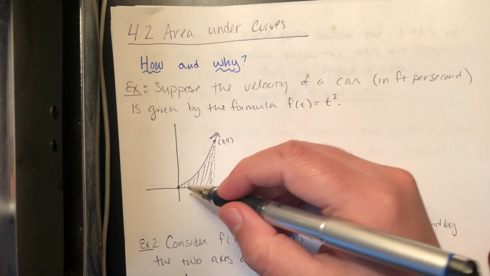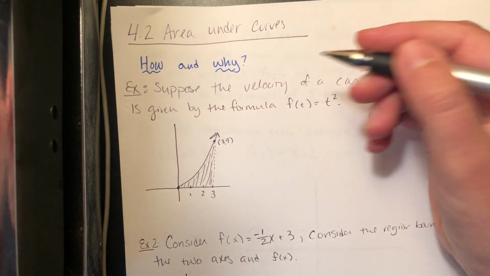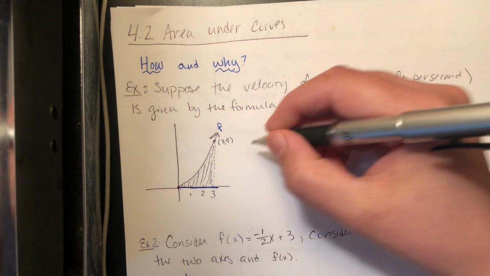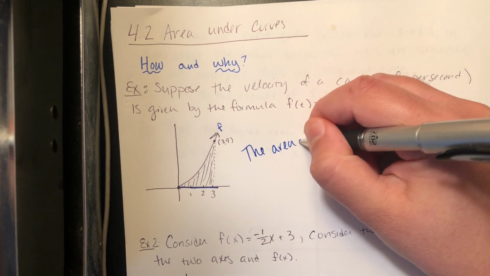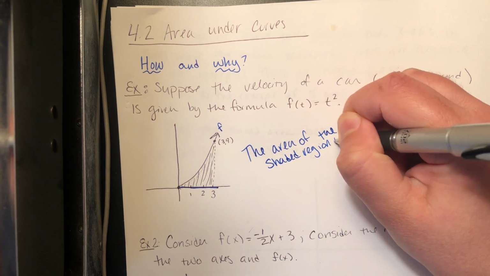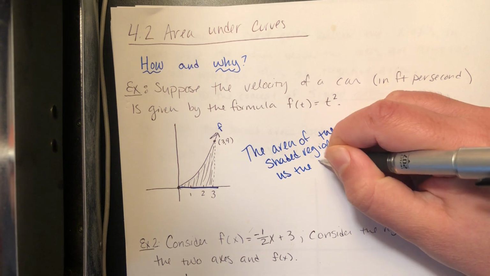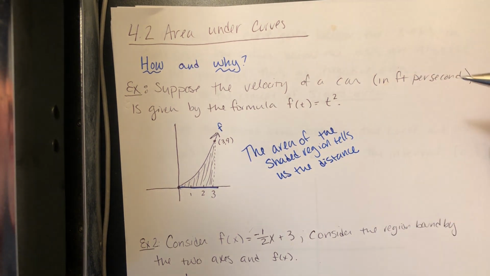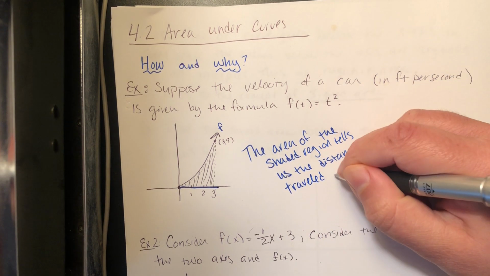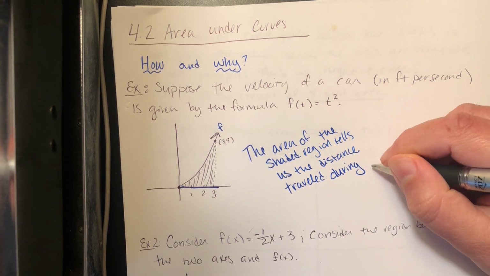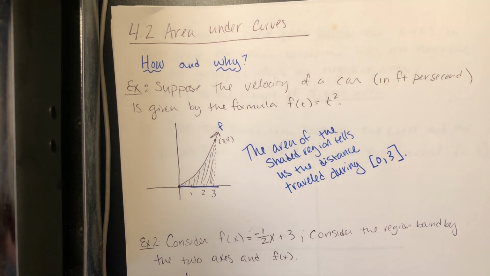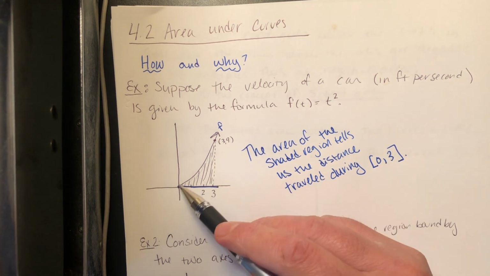Then finding the area between this curve, the function f of t equals t squared, and the x-axis, so the area of this region that I've shaded, will tell us the distance that the car has traveled during that interval of time from 0 to 3 seconds. And if we can figure out what that area is, we'll know exactly how far the car has traveled.